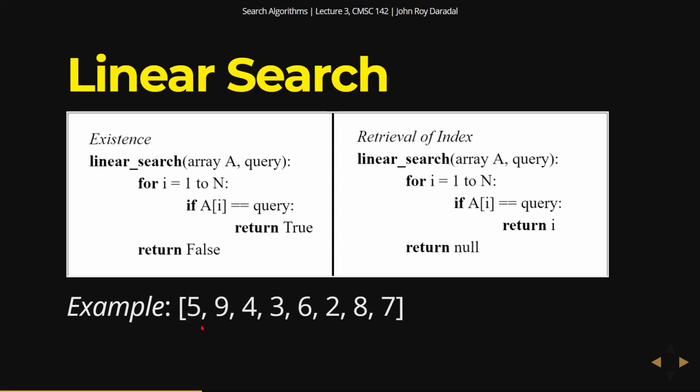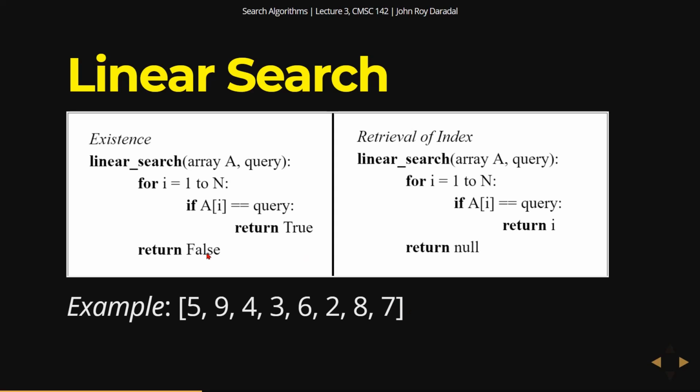Now, how about if we're looking for 8? So let's check. 5, no. 9, no. 4, no. 3, 6, 2, no. And then 8. So we've found it in the second to the last part of the collection. Now, how about if we look for 1? So we'll have to go through 5, 9, 4, 3, 6, 2, 8, 7 until we reach the end and we did not find 1.